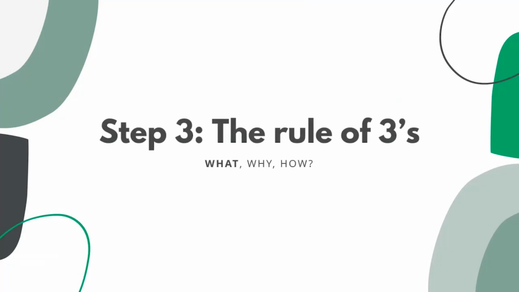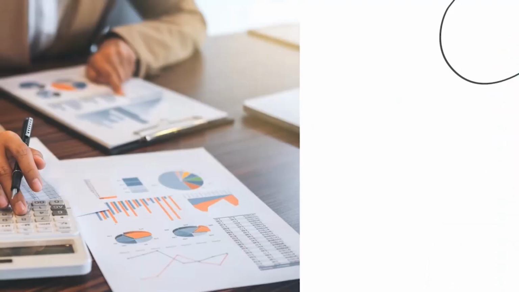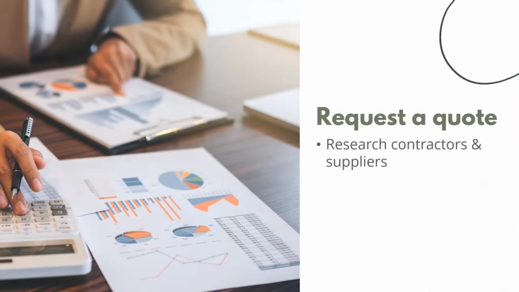Step number 3, research and bringing on the rule of threes. This is the point in the process where we're going to start asking for our quotations. And very important, we need to do our research here. Spend time researching how much each item and each area is going to cost, what it should cost, and what your contractors have in fact quoted you on.